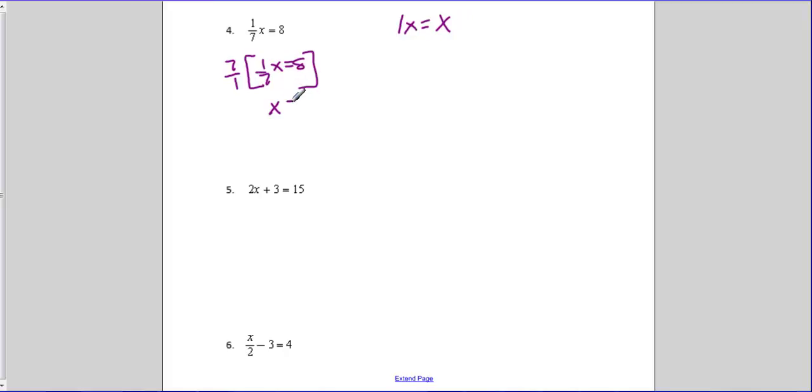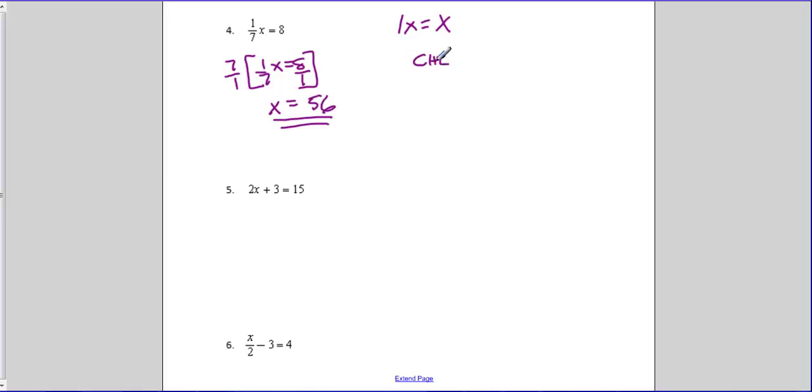So I have x equals, then I need to multiply the right side by 7 over 1. Technically, 8 is the same as 8 over 1. So that's 7 over 1 times 8 over 1. Well, that's 56 over 1. That's just 56. So my answer is 56.